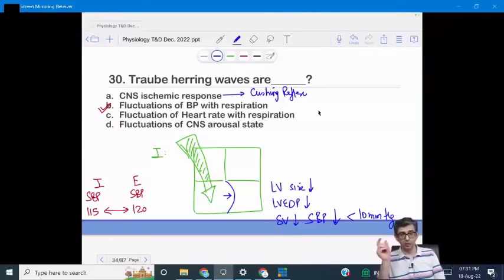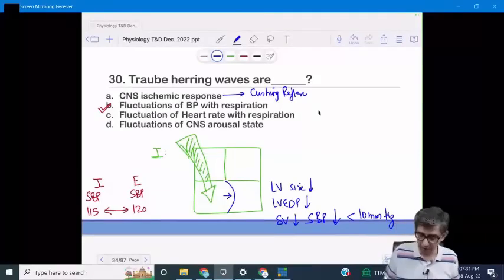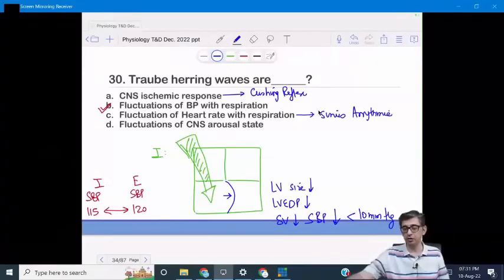It was only between B versus C that you had to work out, and in inspiration and expiration the heart rate also changes, actually, because of the vagus nerve. The vagus nerve discharge varies with respiration, so that this fluctuation of heart rate with respiration is what is called as sinus arrhythmia. The heart rate of all of us is not constant with inspiration and expiration; that is due to fluctuations in the vagus nerve discharge.